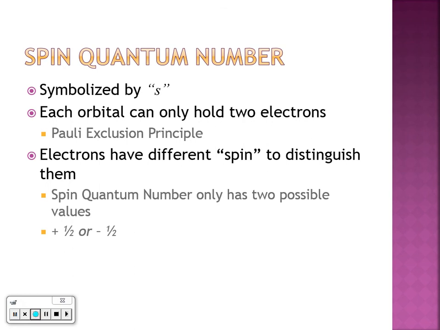we have 2 values that we use to distinguish these electrons from each other. We say that they have different "spin." Notice spin is in quotation marks. It doesn't mean that the electron actually spins one way and the other spins the other way. It's a way of telling apart the 2 electrons that are in that same orbital. And we can only have 2 possible values for the spin quantum number, because there's only a maximum of 2 electrons within that orbital. Good with that for now.